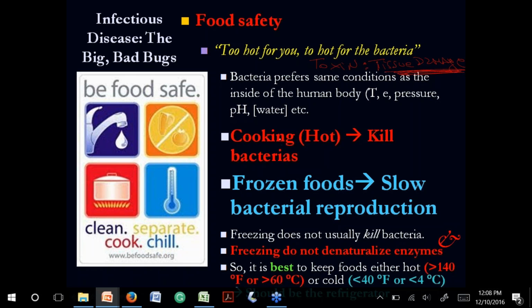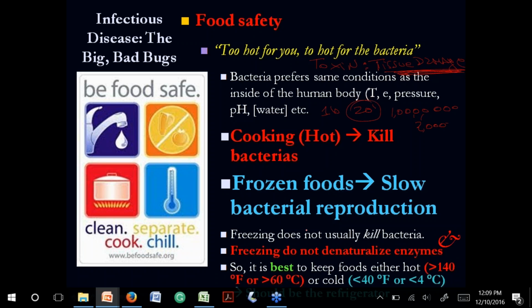All right. So in order to prevent these toxins or proliferation of bacteria, remember one bacterium reproduces every 20 minutes. If you have 1 million bacteria, in 20 minutes you have 2 million bacteria. So they are going to multiply.